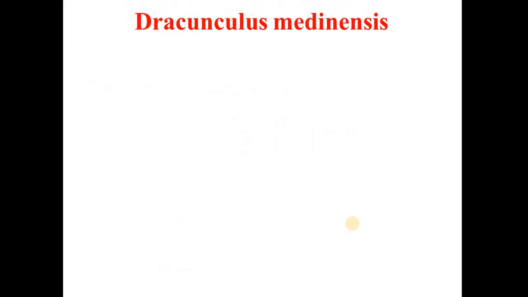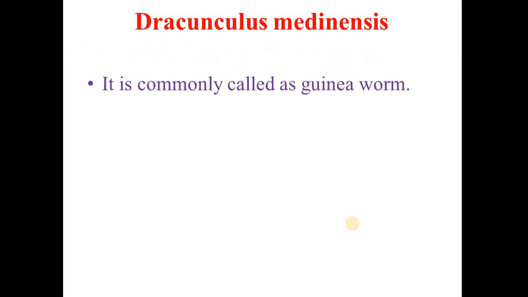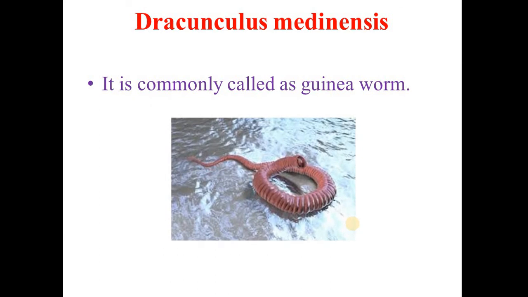Next is Dracunculus medinensis. It is commonly known as guinea worm. It is an endoparasite living in the subcutaneous tissue. Again, it is digenic because it completes its life cycle in two hosts. The primary host is man and the intermediate host is cyclops. It produces blisters on the skin. This is the picture of Dracunculus medinensis.